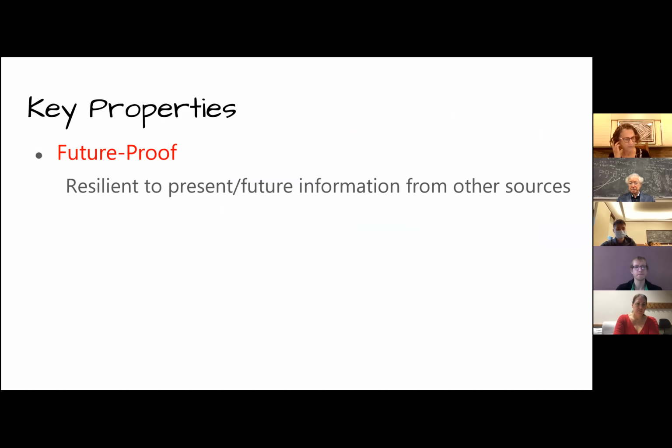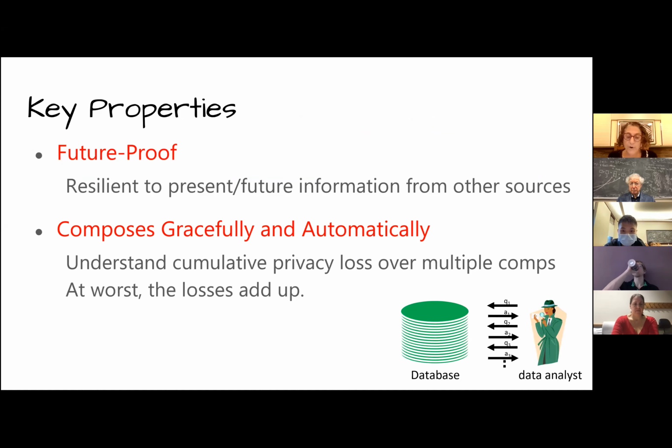Good. So what are the key properties of differential privacy? First of all, as I noted earlier, it's future-proof. It's resilient to present and future information that comes from sources other than the database itself. It composes gracefully and automatically. We have developed tools to understand the cumulative privacy loss over multiple computations. At worst, the losses add up. If you run an epsilon 1 differentially private query over a database, and then an epsilon 2 differentially private query over it, the cumulative loss over the two executions is at most epsilon 1 plus epsilon 2. But you can do better than that, and we'll see something about that later.